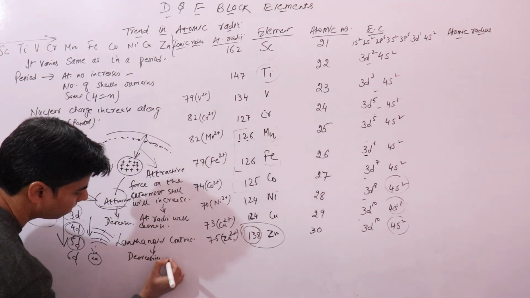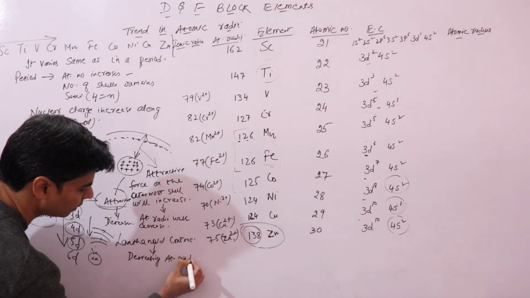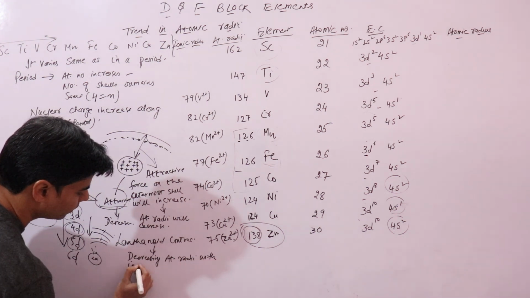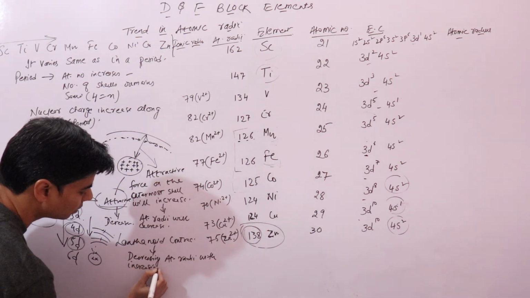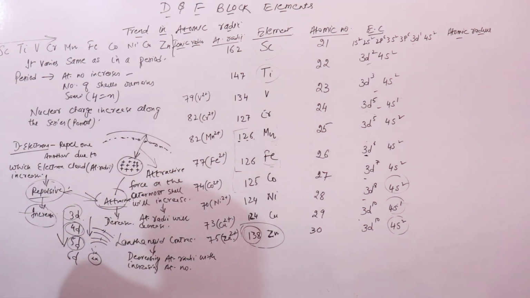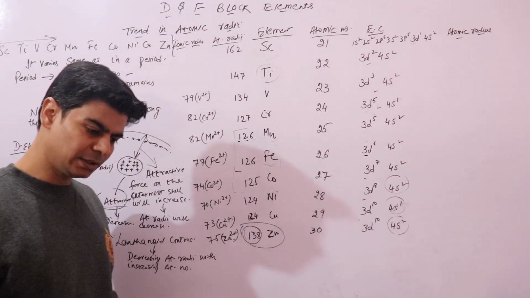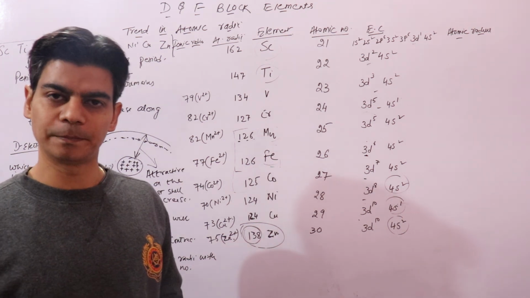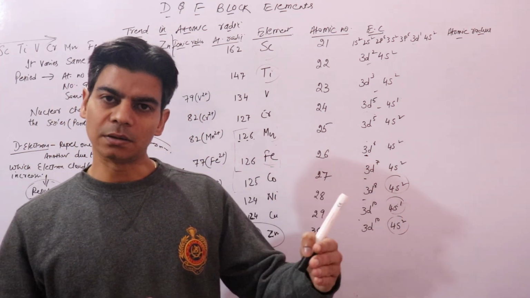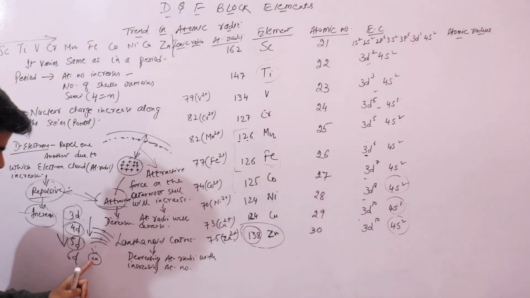Decreasing atomic radii with increasing atomic number, right? As your atomic number increases, ideally the number of shells will keep increasing. So your atomic radii will keep on increasing, right? Due to less and less force of attraction from the nucleus.